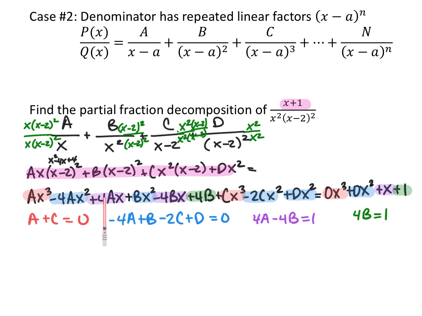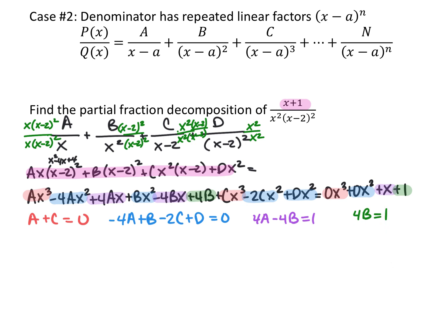For my linear, 4ax minus 4bx has to be equal to 1x. So 4a minus 4b has to be equal to 1. And then for my constants, 4b has to be equal to 1. So 4b equals 1. So now I have 4 equations with 4 unknowns.